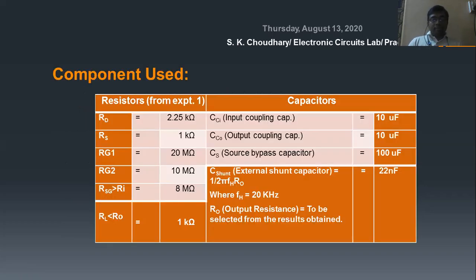What components are we going to use for this practical? These are the resistors mentioned in the table: RD 2.2K, RS 1K, RG1 20 mega ohm, RG2 10 mega ohm, RSG, the resistor of the voltage source, which should be greater than the RI, and 8 mega ohm I have taken because RI comes to nearly 6.67 mega ohm, and RL, the load resistor, which is less than the RO, that means it would be 1K.